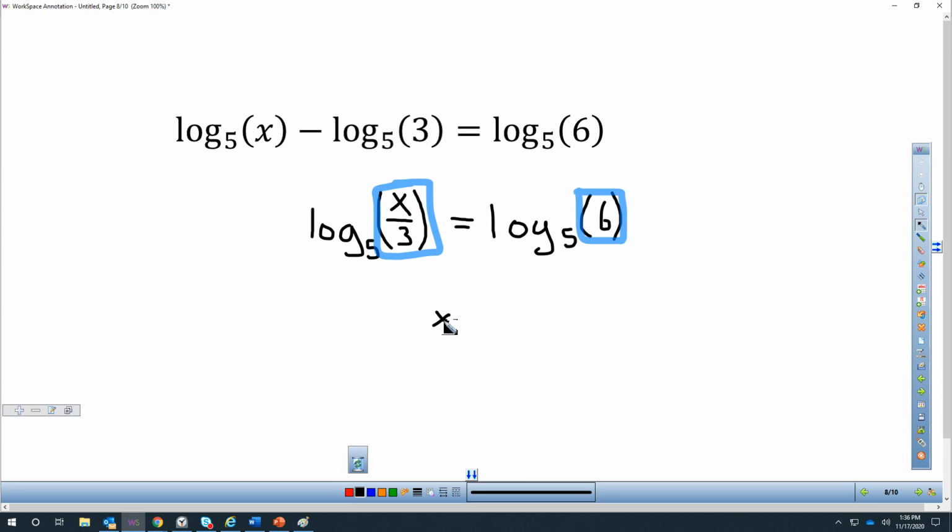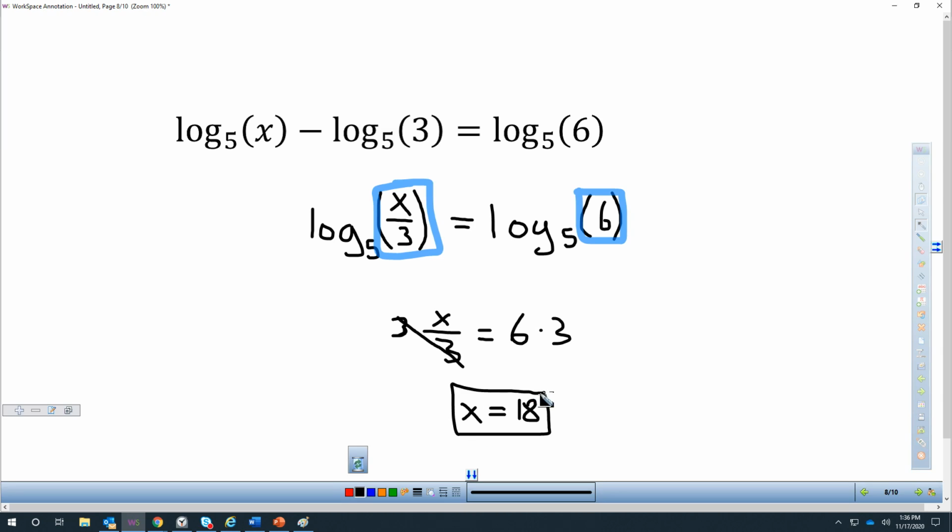So let's write that down. x over 3 has to equal 6. Times both sides by 3 now. That'll get rid of the 3 over here. We have x equals 18. Okay.